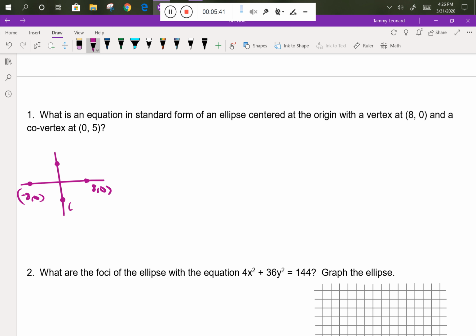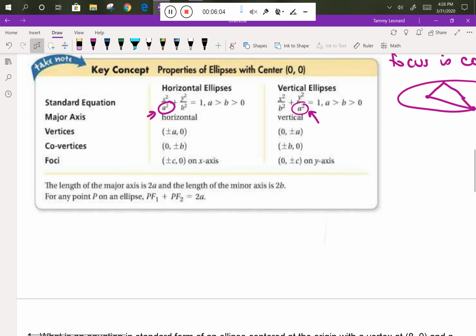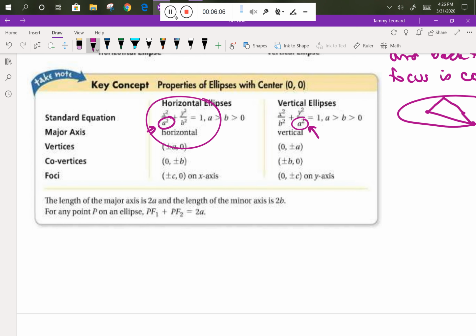So (0, negative 5) is the other end of my minor axis. So my ellipse looks something like this. We're asked to come up with an equation in standard form for this ellipse. So I know that I'm going to have an x squared over something plus a y squared over something, and it's going to equal 1, because that's the way the formula is set up for a horizontal ellipse.